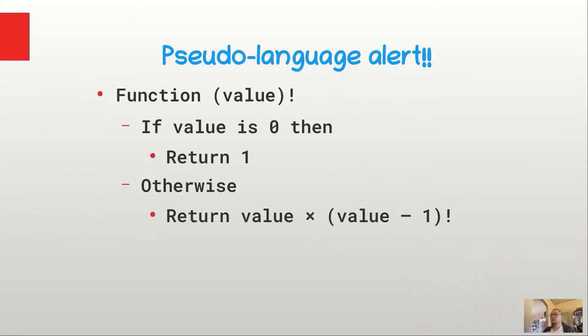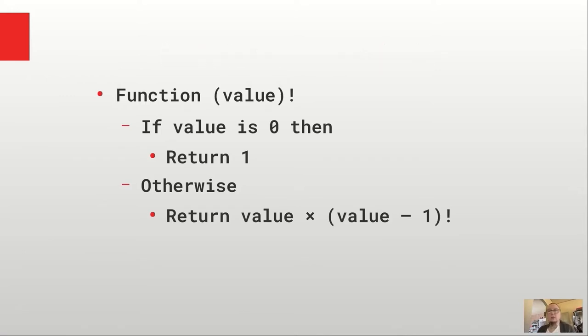What's recursion? Recursion is when a function calls itself. For example, factorial. The factorial of a value is, if the value is 0, it returns 1. The factorial of 0 is 1. Otherwise, it returns the value times the factorial of the predecessor value.